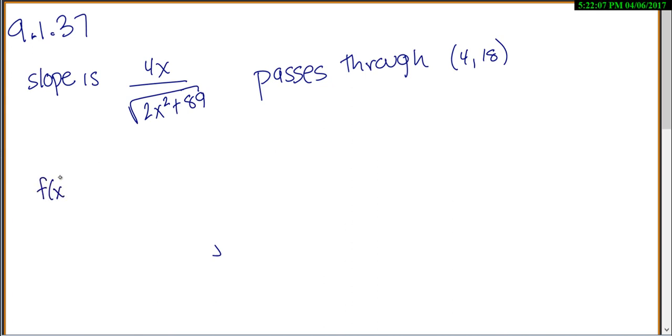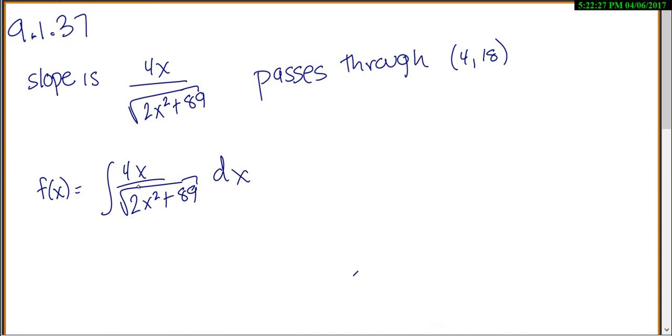So our function f of x, whose slope is this, is going to be equal to the integral of 4x over the square root of 2x squared plus 89 dx. So I need to integrate this, but this all looks really complicated and I don't know how to do it.